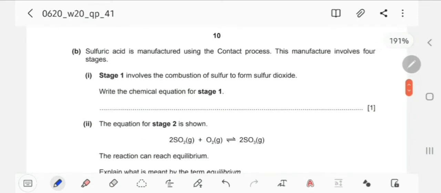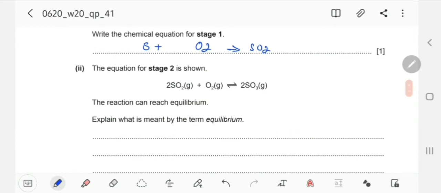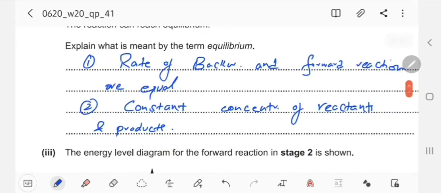Okay, it's about the process called the contact process, in which sulfuric acid is produced. Stage 1 involves the combustion of sulfur to form sulfur dioxide. Write the chemical equation for stage 1. It's simply S plus O2 into SO2. Explain what is meant by the term equilibrium. So it means the rates of backward and forward reaction are equal, and the second mark would be for constant concentration of reactants and products.